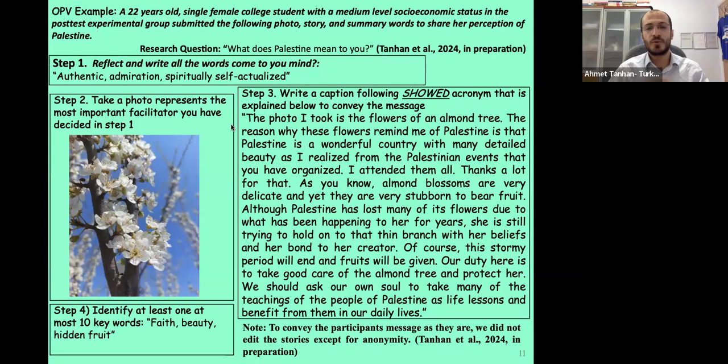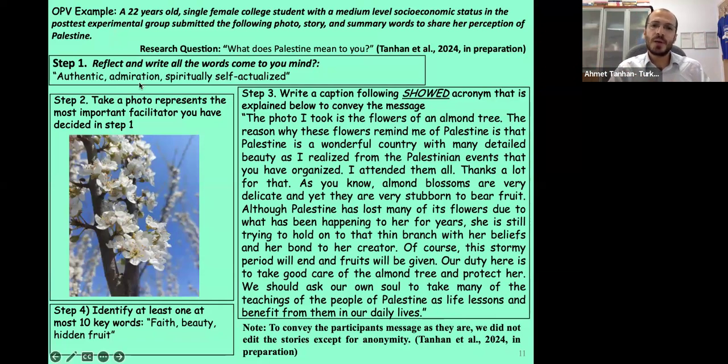So we had an online questionnaire. So, an OPV example: a 22-year-old single female college student with a medium level of socioeconomic status in the post-test experimental group submitted the following photos, story, and summary words to share her perception of Palestine. The story that we are going to read is of a 22-year-old single female college student who attended a 6-week experiment on Palestine. She watched the documentary on Palestine with a group online, and then she shared her experience and her perception about Palestine. Our research question was, what does Palestine mean to you? We conducted a pre-test and a post-test, and the story we are going to read is the post-test. That means she attended the experiment and then she shared.